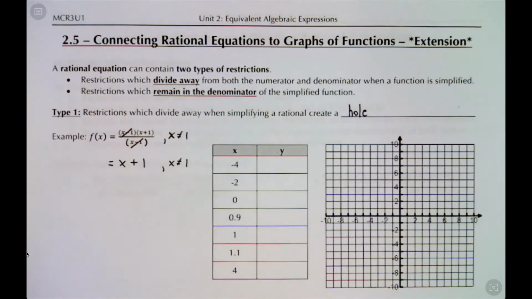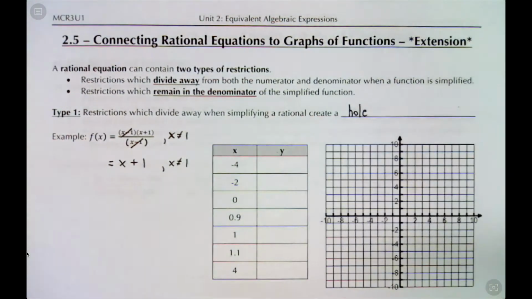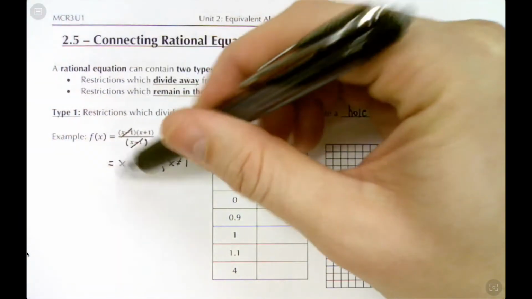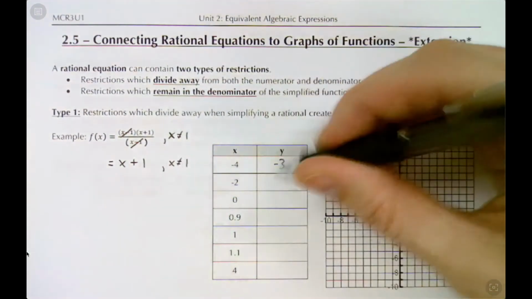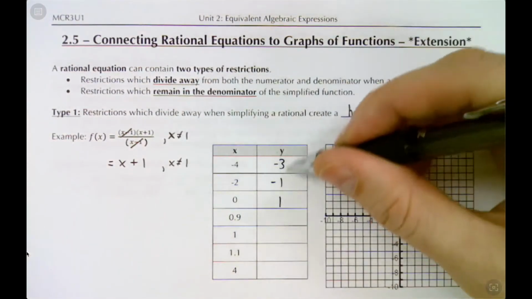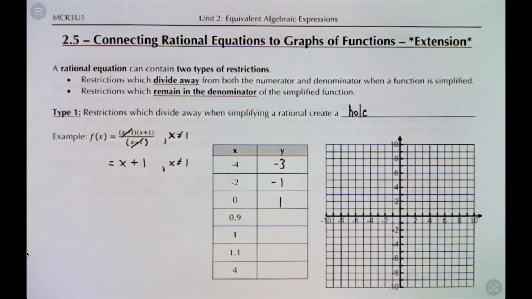Now, if we just use the numbers like -4, -2, 0, and 4, you'll see that it is just a line because it continues in a recognizable pattern. If we plug -4 into our function, -4 plus 1 is -3. -2 plus 1 is -1. 0 plus 1 is 1. And you can see we're going up by 2 for every 2 that we go up on the x scale. That makes sense because this is a line with a slope of 1.